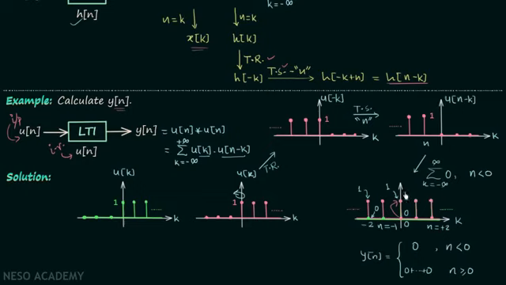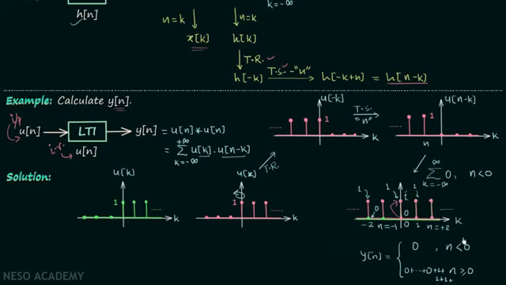After this, when k is equal to 0, you can see that u[n minus k] is equal to 1 and u[k] is also equal to 1. So 1 multiplied to 1 will give you 1. So we will add 1. Similarly, when k is equal to 1, again we have u[k] and u[n minus k] equal to 1. So the product is equal to 1. So we will add 1. Similarly, when k is equal to 2, we have one more 1.